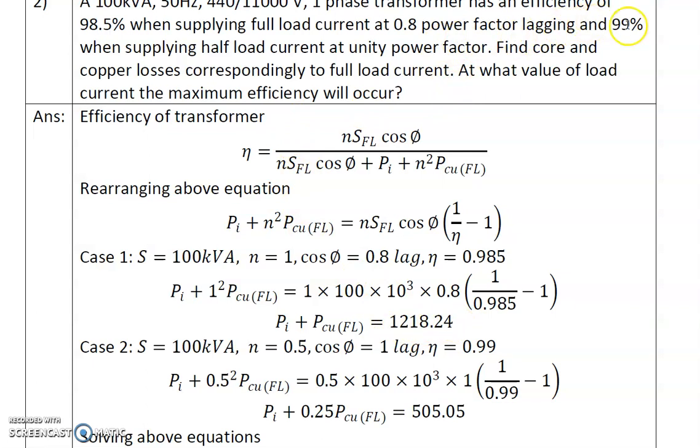Similarly, in case 2, 99% efficiency is given when supplying a half load. So S is equal to 100 kVA, n is equal to 0.5, and cos phi is equal to 1, as the power factor is given as unity, and efficiency is 99%, that is 0.99. Substituting n is equal to 0.5, S_FL is 100 kVA, cos phi is unity, and 1 upon eta, where efficiency is 0.99, minus 1, the second equation is P_i plus 0.25 P_cu full load equals 505.05. So we got two simultaneous equations. This is equation number 1, this is equation number 2.